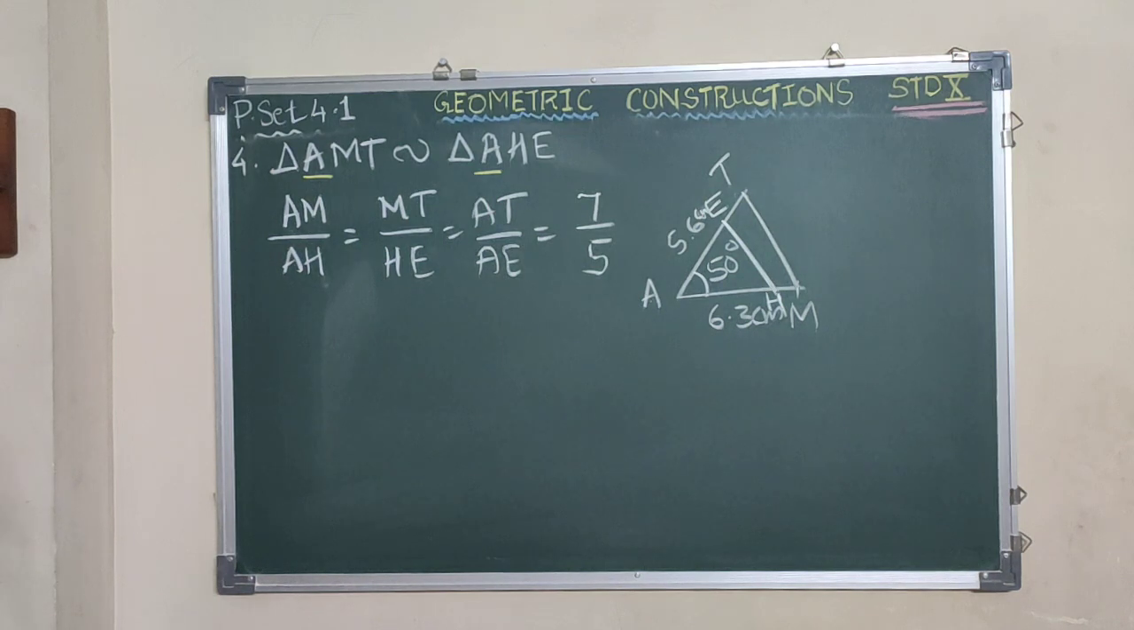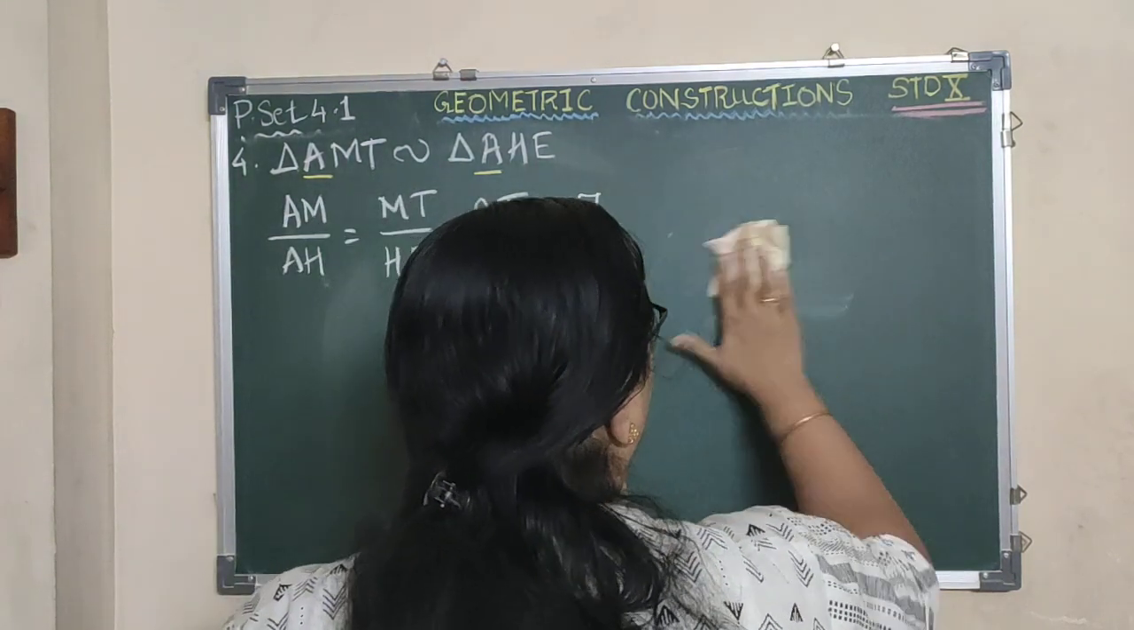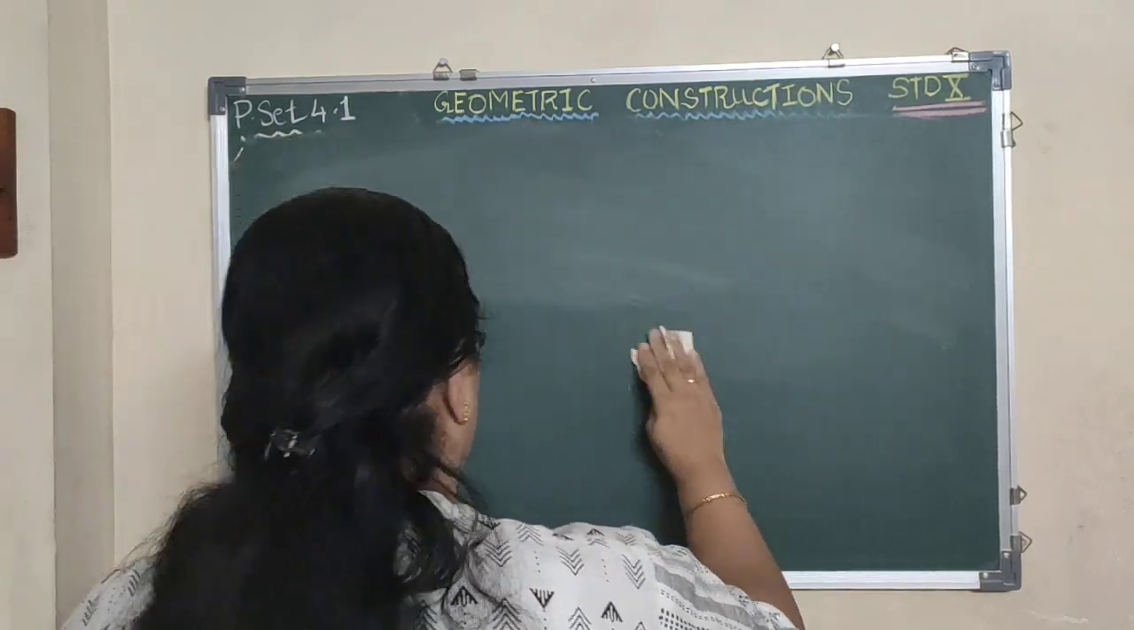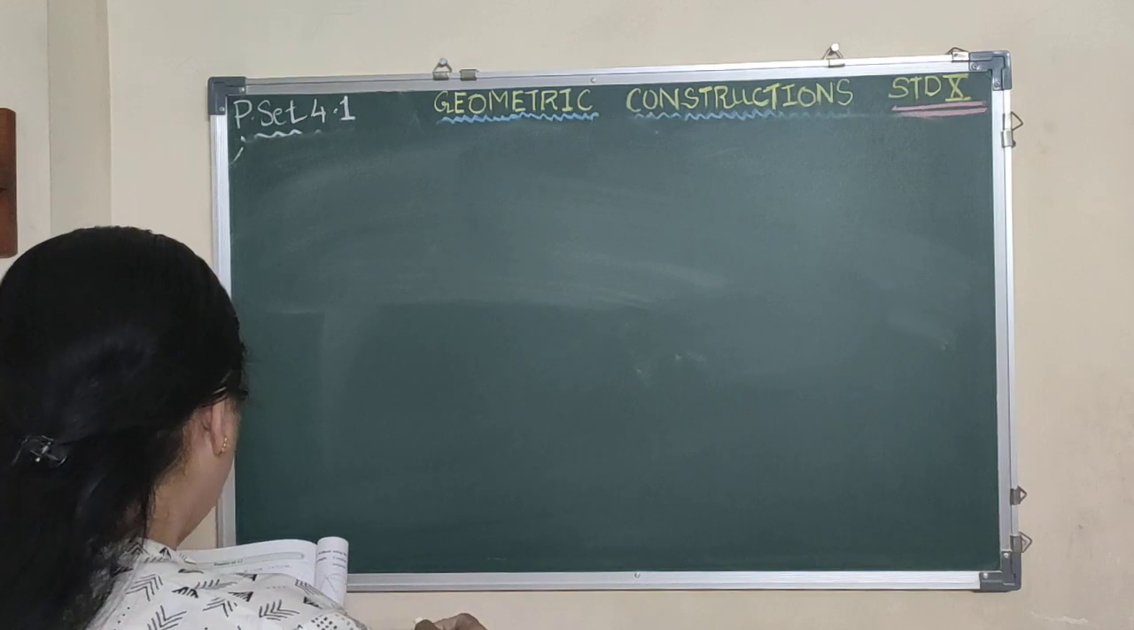So let us start constructing. Yes, the same way the construction will go. So I push my rough figure to the corner and I erase this part, so that I have enough space here.